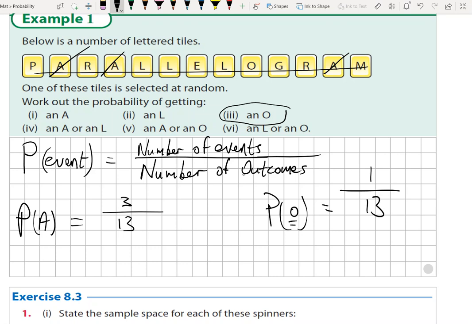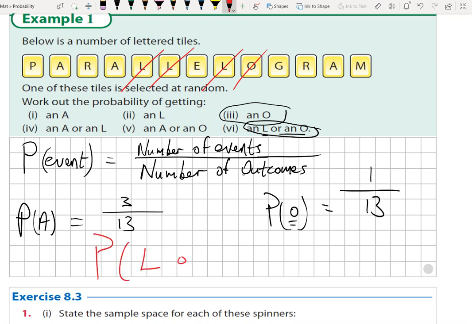Now let's look at something more compounded. An L or an O. So let's move along counting L's and O's. 1, 2, 3, 4. So the probability of an L or O is equal to 4 over 13. So we start the work.